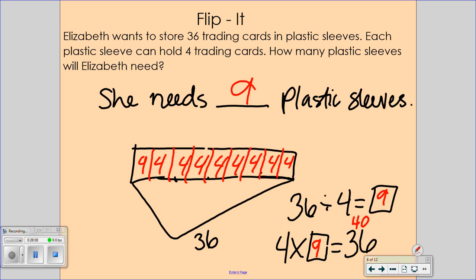1, 2, 3, 4. The first one looks like a 9. That's fine.